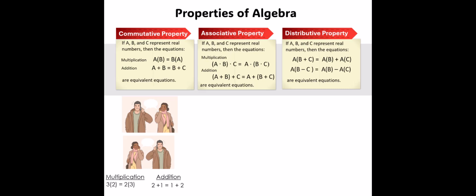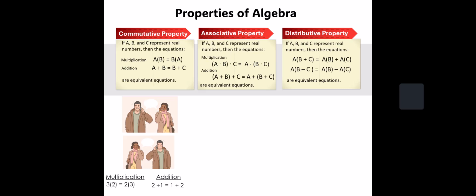Let's look at the associative property. If A, B, and C represent real numbers, then the equations, first, notice that I have ABC on one side of the equal sign and ABC on the other side. I haven't changed the order. For multiplication, I have AB in parentheses and C outside equals A and then BC in the parentheses, and I'm multiplying those. For addition, it's exactly the same way, but we're adding.